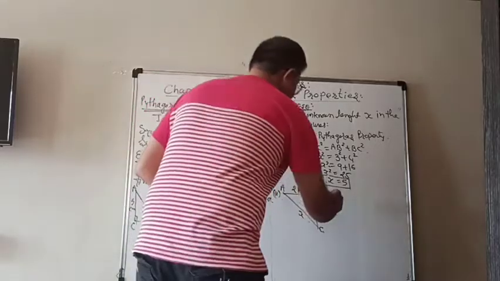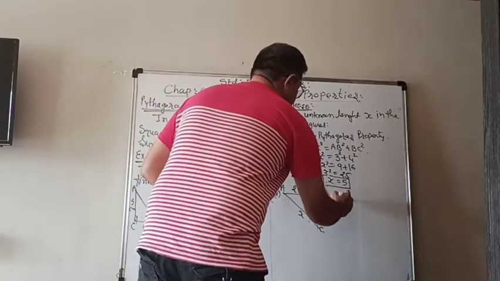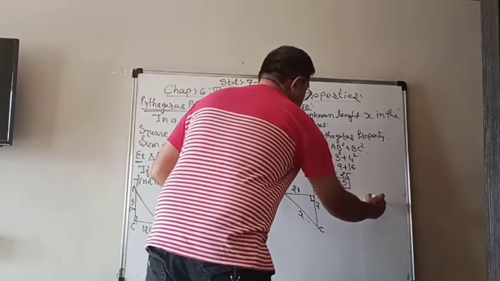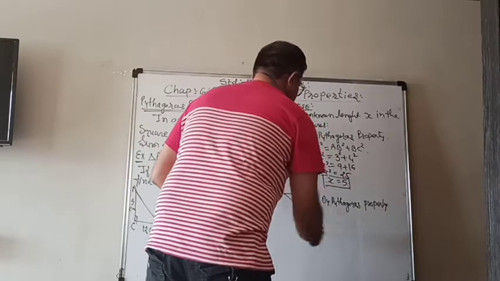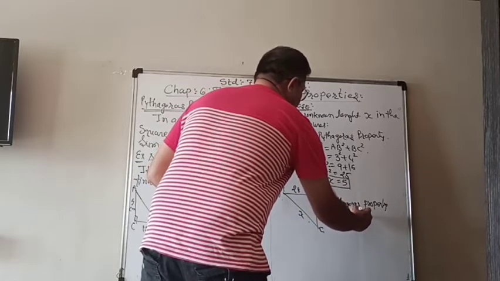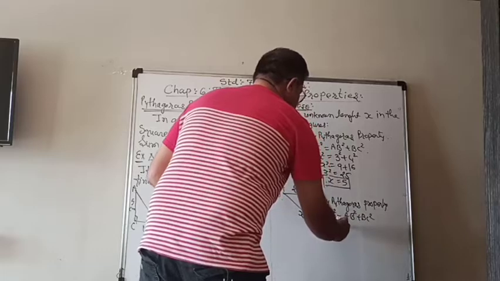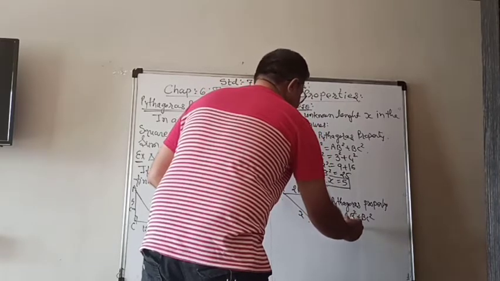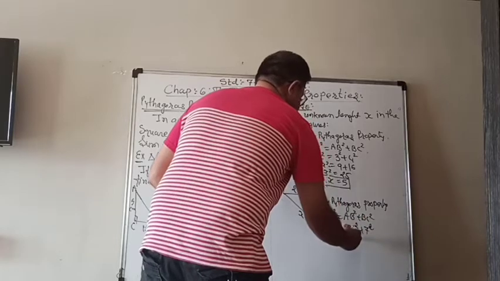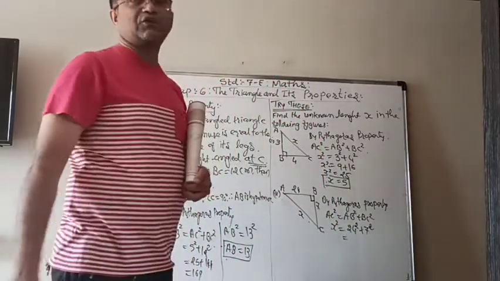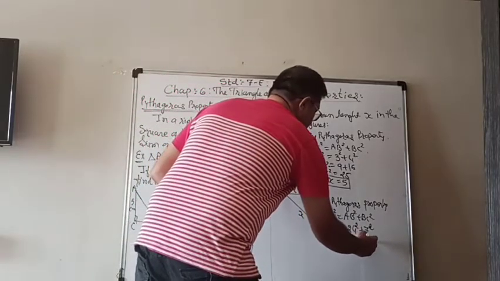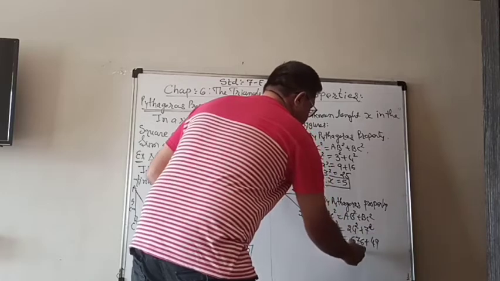So now by Pythagoras property, AC square is equal to AB square plus BC square. So x square is equal to 24 square plus 7 square. Square of 24 is 576 plus 7 square is 49.